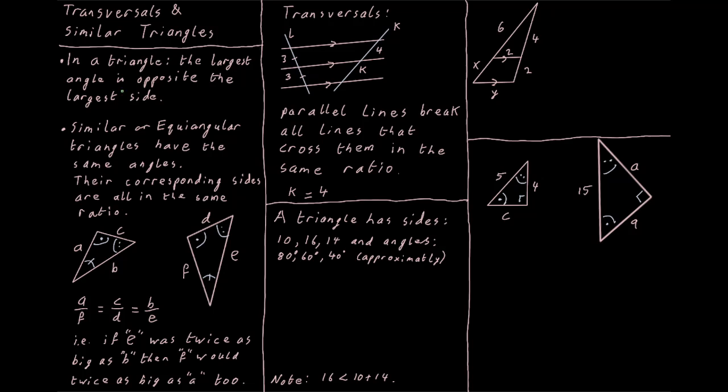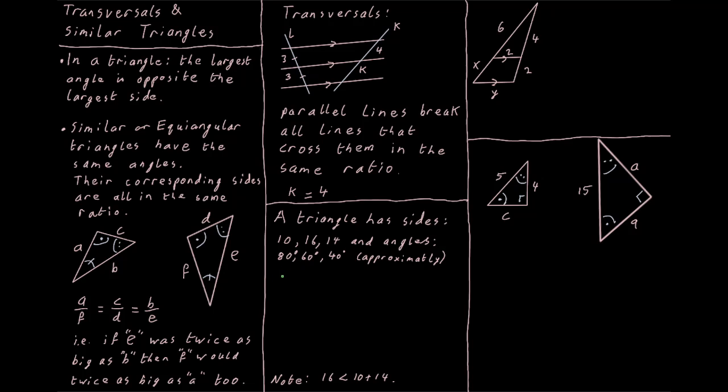Well, we go back to the first thing that we thought about today, which was that the largest side must be across from the largest angle. So I know my biggest side of 16 must be across from my biggest angle of 80. I know my smallest side of 10 must be across from my smallest angle of 40. And I know my middle side must be across from my middle-sized angle.